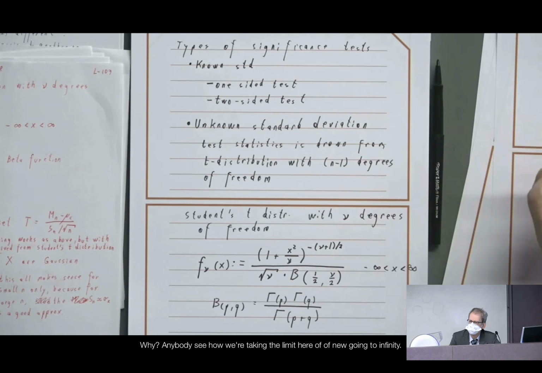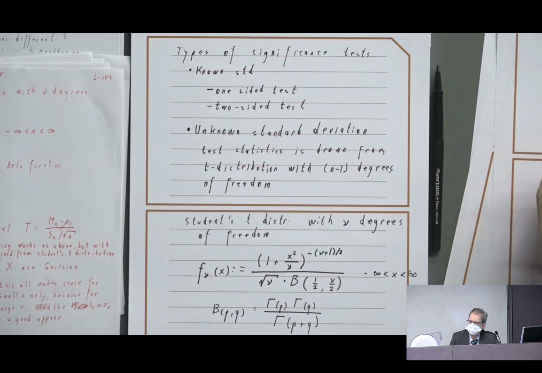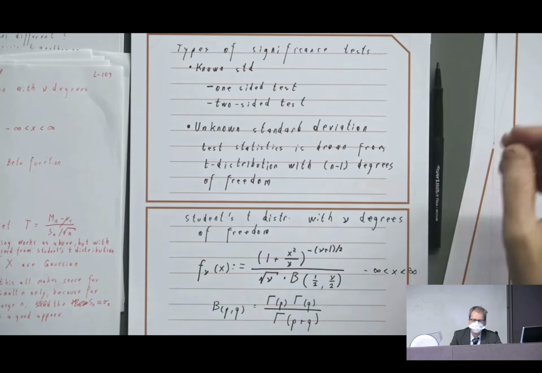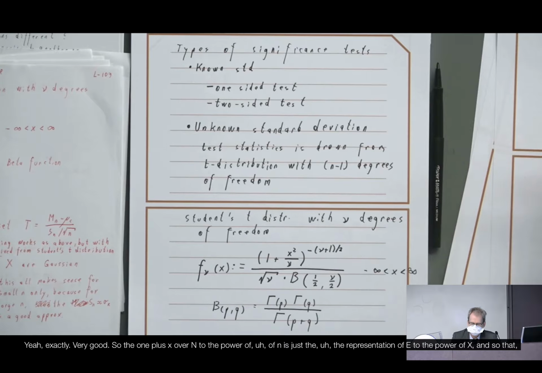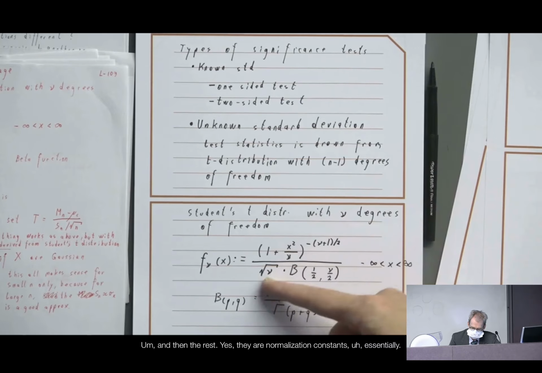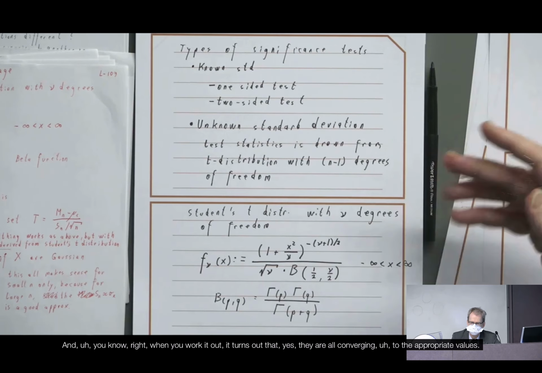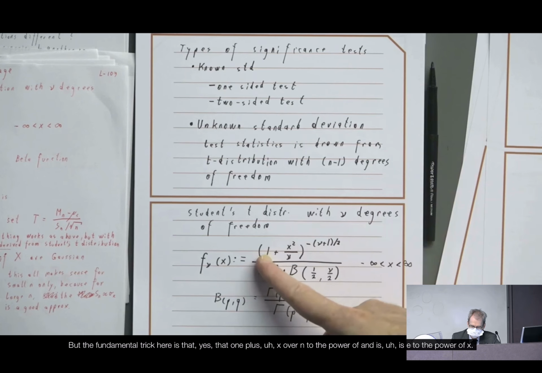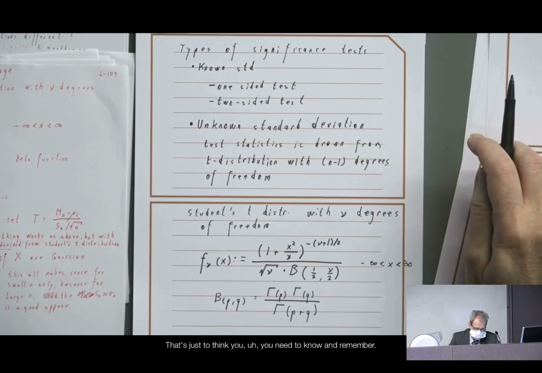Why? Anybody see how we're taking the limit here of nu going to infinity? Yeah, exactly. Very good. So the 1 plus x over n to the power of n is just the representation of e to the power of x, and because we here have actually an x squared, we're getting ultimately e to the power of minus x squared, and then the rest are normalization constants essentially. And you're right. When you work it out, it turns out that they are all converging to the appropriate values. It's properly normalized. But the fundamental trick here is that 1 plus x over n to the power of n is e to the power of x. That's just a thing you need to know and remember.